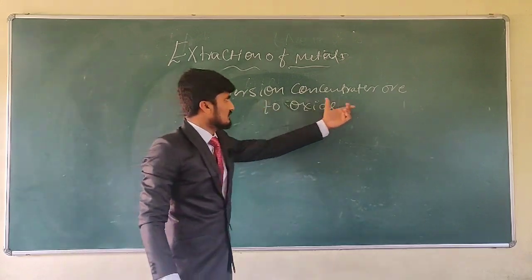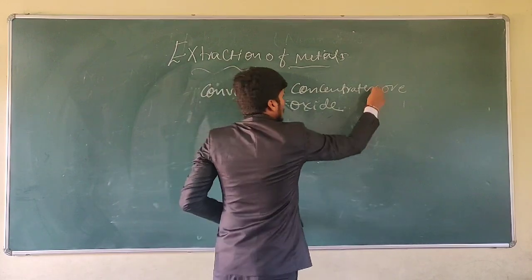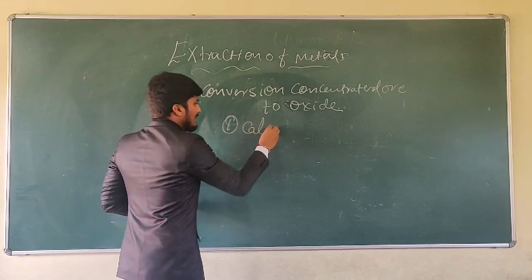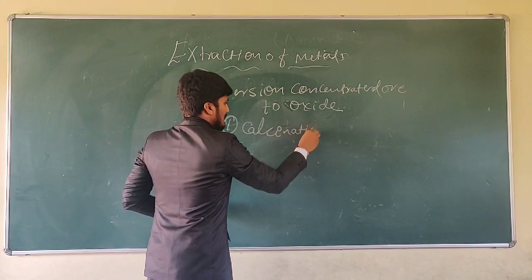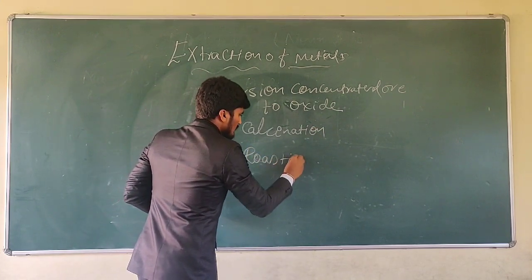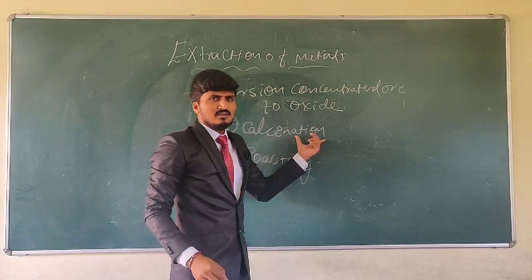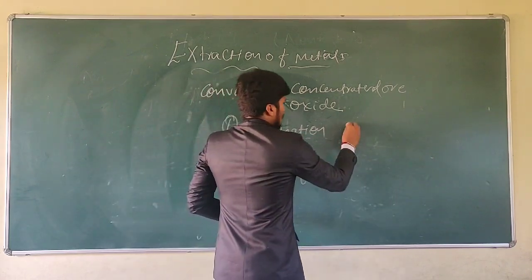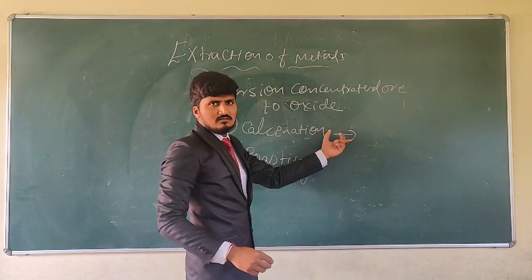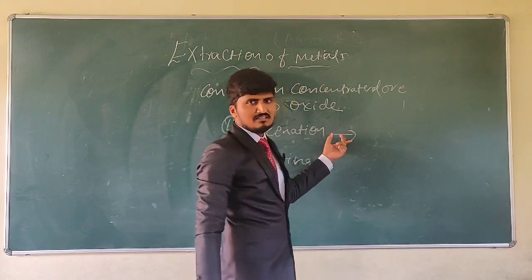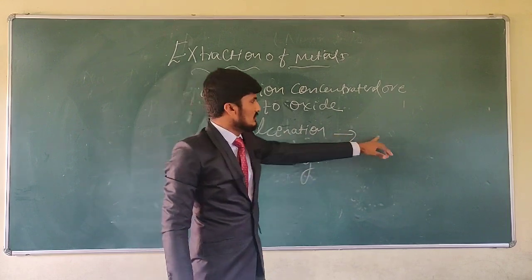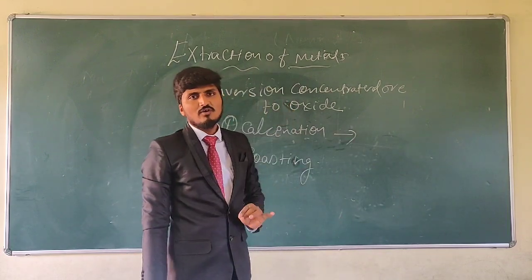First we will discuss the conversion of concentrated ore into oxide form. How are we going to do it? By doing calcination and roasting. In the calcination method, what we are going to do? We are going to take the concentrated ore and heat it in the absence of oxygen. So what are we going to get? We are going to obtain the oxide form of ore.